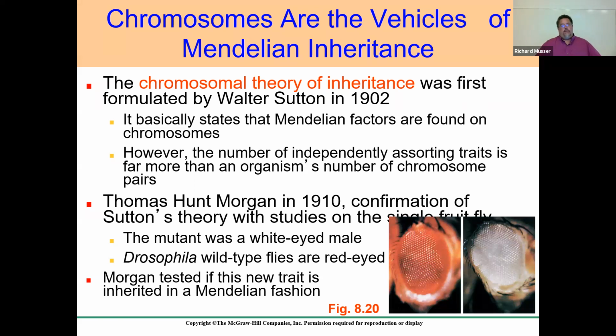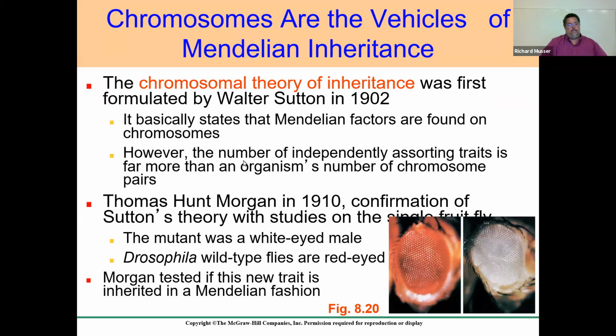So Walter Sutton in 1902 was able to start putting together the idea that the Mendelian factors were found on the chromosomes, and that these were independently sorted and helped explain a lot of what he was seeing.